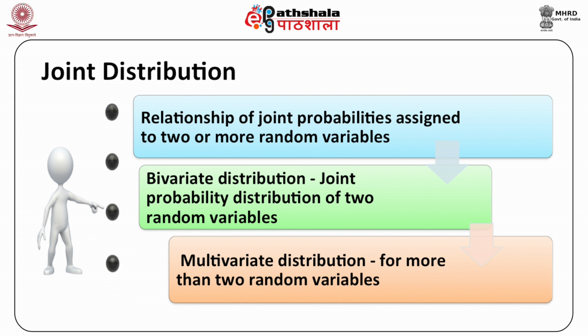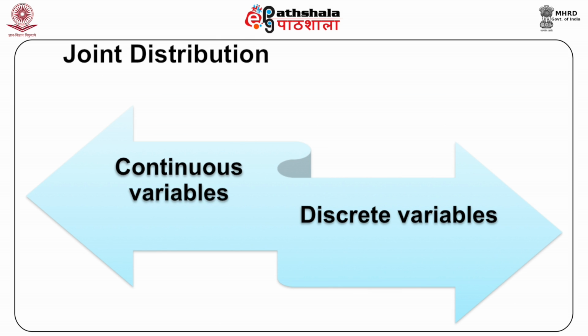Now we will be discussing joint probability. When joint probabilities are assigned to two or more random variables, the resulting relationship is known as the joint probability distribution. The joint probability distribution of two random variables is referred to as a bivariate distribution, and for more than two random variables, the distribution is said to be multivariate. The joint distribution is defined for both continuous and discrete variables.